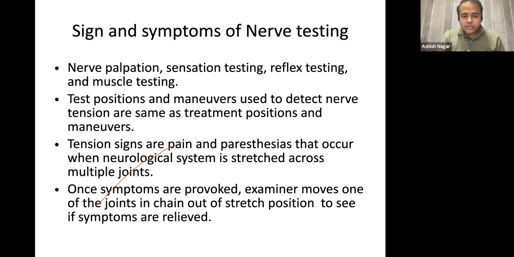One very important point to understand here, and just try to focus, even if you have not listened to what I said earlier, just listen to what I'm saying now. The second point in the slide, as you can see: the test positions and maneuvers used to detect nerve tensions are the same as treatment positions and maneuvers.